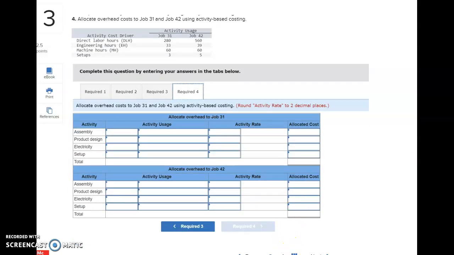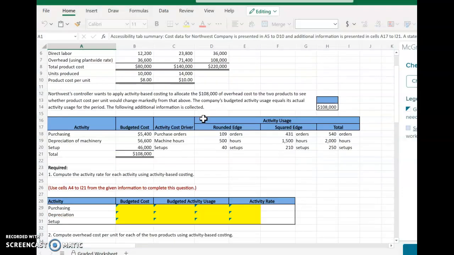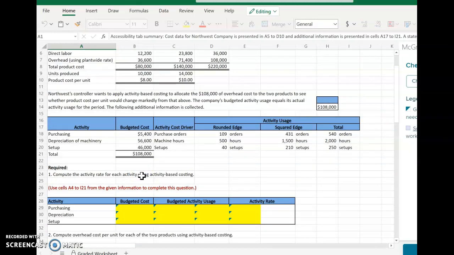And then our last problem is going to be our Excel problem. So we're going to have to use cell references, right? We can't type in any numbers. I think we've got the hang of this here. So requirement 1, we're going to do the activity rate. So we can take the cost. We can use cell reference for the cost. And then the budgeted activity usage, we'll be using the totals to get the activity rate.